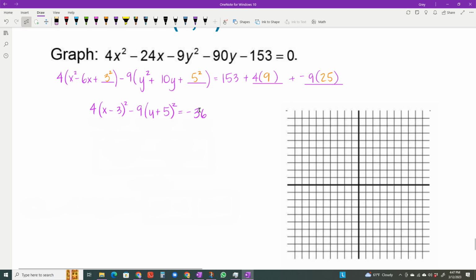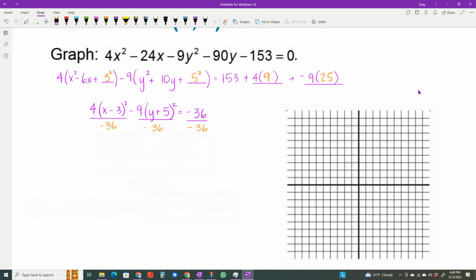And y'all, this is a great checking point. If these two numbers don't multiply nicely here, you've probably done something wrong most of the time. So you've probably forgotten this negative sign right here, or you didn't add it correctly to both sides. You didn't put it over here on this side. So that's just something to look for. As always, we have to make it equal to 1. So I'm going to divide everything by negative 36.